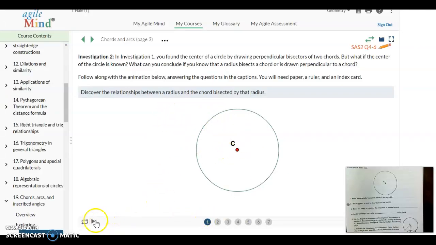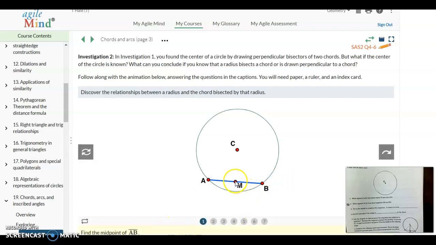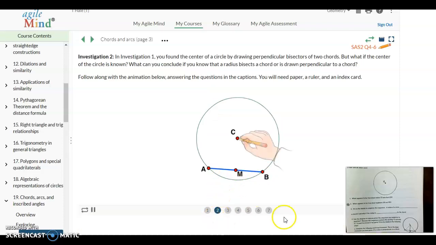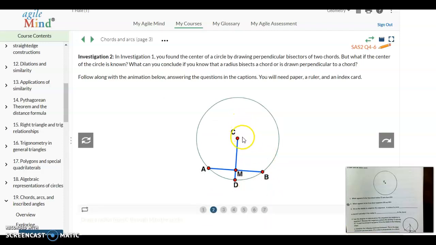So in circle C, we have chord AB that has been drawn and located its midpoint. So point M is the midpoint of segment AB, the point that's in the middle. We're going to connect the center of the circle to that midpoint and continue it on to the side of the circle. So point D is on the circle. That means CD is a what? It is a radius, right? Anytime you have a segment representing the distance from the center to a point on the circle, that is a radius. And our radius is going through the midpoint of that chord.